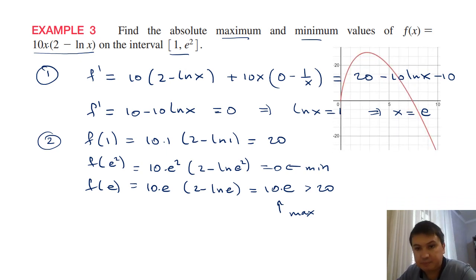Here's the graph, right? From the graph, we see that between 1 and e squared, sorry, 1, not 0. So 1 is somewhere here. So I'm looking for the interval right here. We see that the maximum occurs somewhere here, which is at e. So I get the maximum at e, and at e squared I get the minimum, right? So this is 0.